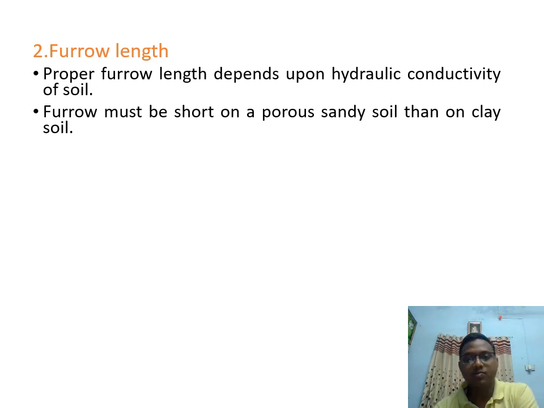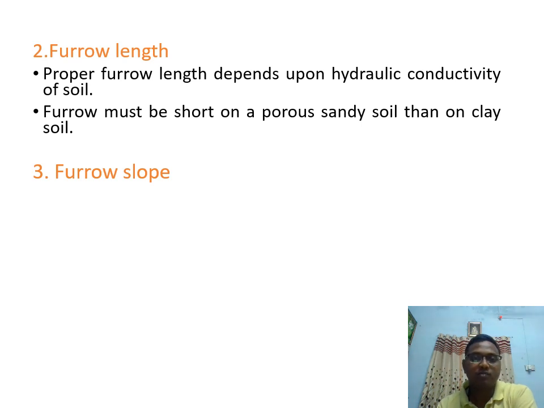So if the length of the furrow is more, there will be no uniform distribution of the water. It means that the depth of irrigation will not be uniform. From the head end to the tail end the water will not be distributed uniformly.